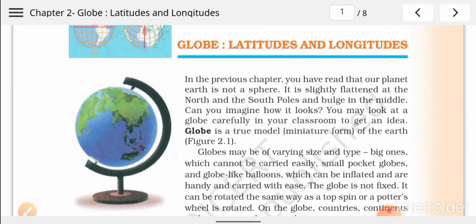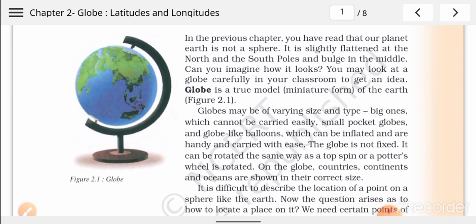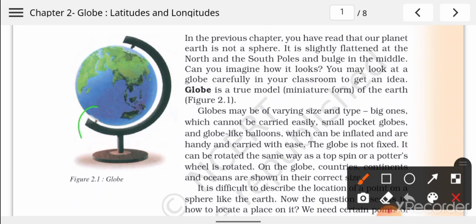So we are going to study again. Can you imagine how it looks? You may look at the globe carefully in your classroom to get an idea. The globe is a true model of the earth. In picture 2.1 you can see it. There is an axis. The below pole is called the south pole, and the above pole is called the north pole. There is a line drawn in between the two hemispheres, it's called the equator.